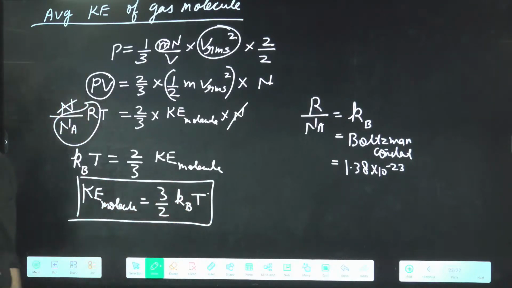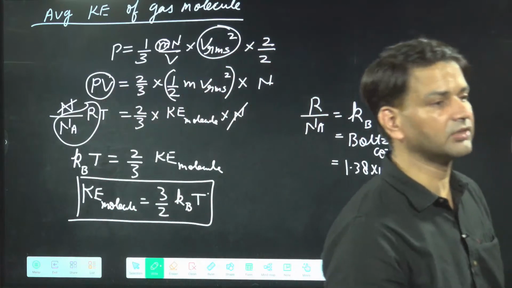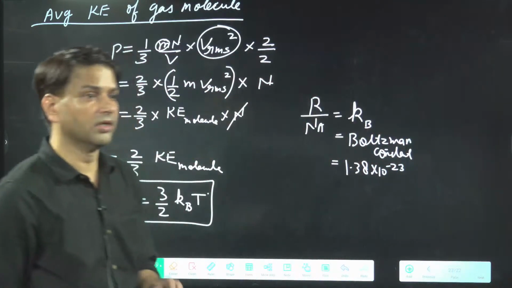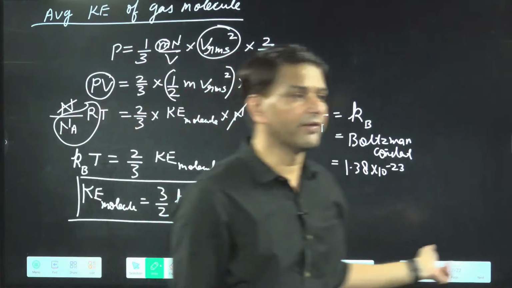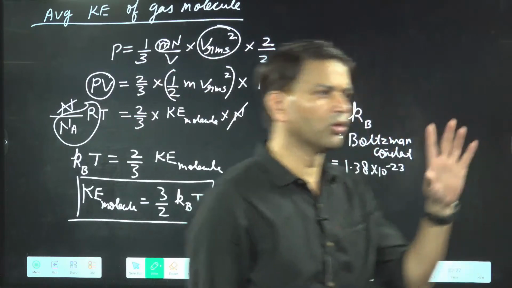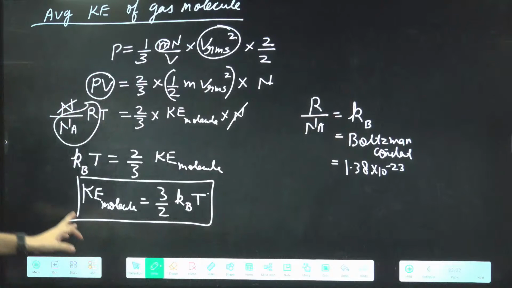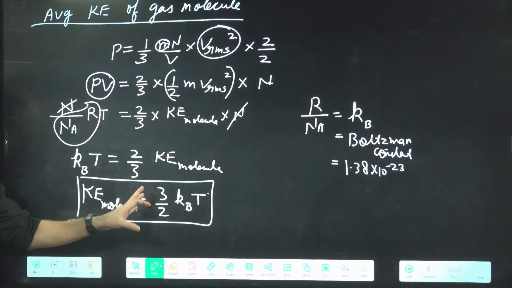Remember this directly. Last year also they asked this question: what is the average linear kinetic energy of the gas molecule? So they ask the matrix match, they ask the pressure formula, they ask the average kinetic energy of the molecule. And for one more they ask, I will discuss that later. So the kinetic energy of the molecule, what we got? 3 by 2 Kb into T. Remember this directly.